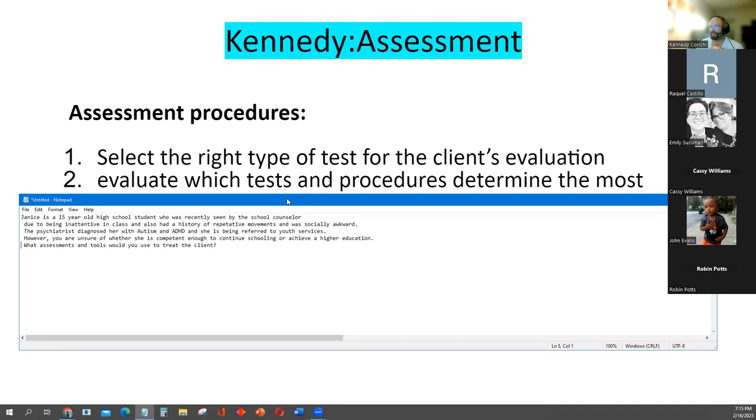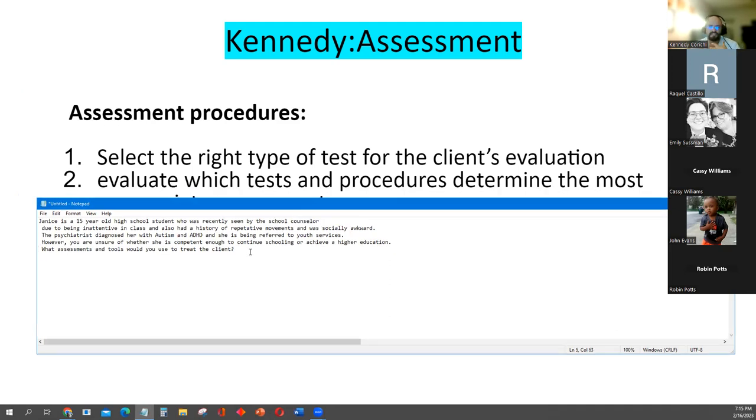So with that, let's say you're not too sure if this child is going to want to pursue higher education or not. Let's say they're getting ready to graduate soon, it may have been a few years. What kind of test would you want to give for that client? What kind of test or assessment would you want to do to determine the student's abilities?